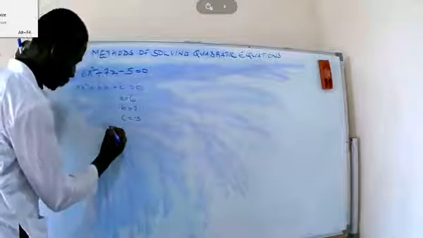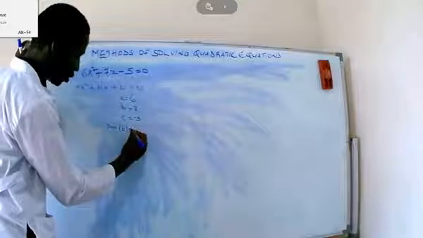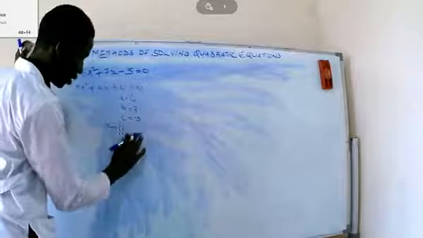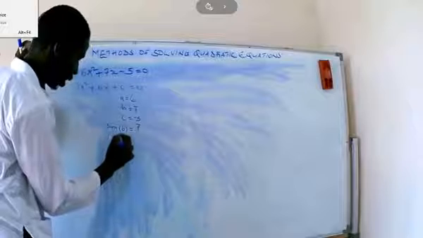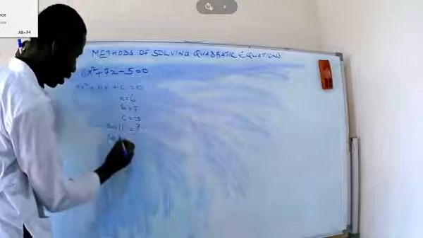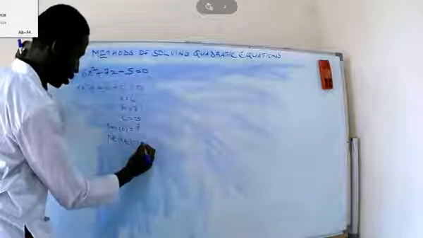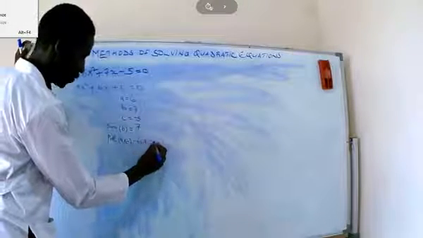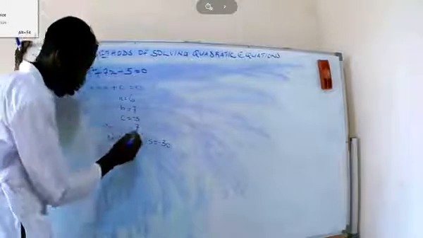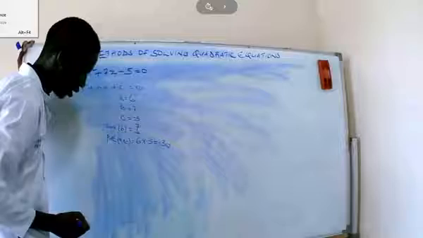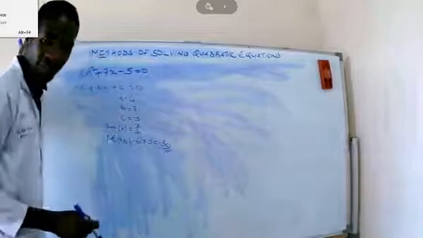So we get the sum. The sum, of course, is b, which is going to be 7. Then we get our product. Our product is a times c, which is 6 times negative 5. This gives us negative 30. So we look for two numbers whose sum is 7 and the product is negative 30. What are those two numbers?